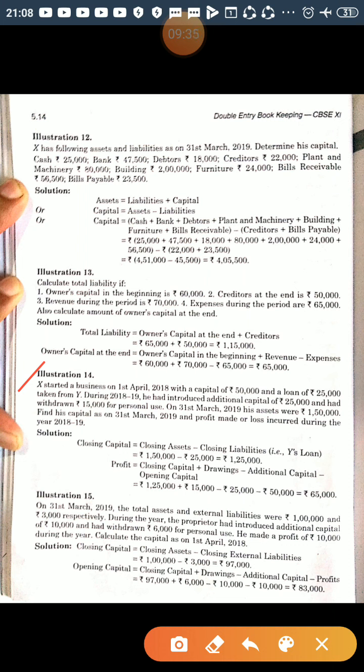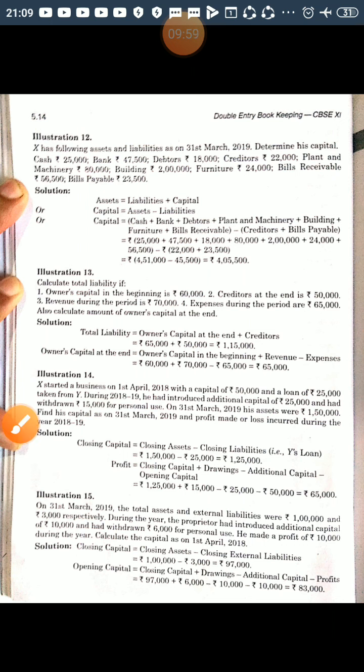So closing capital, formula is closing capital equals closing assets minus closing liability. So closing assets, they have given 1,50,000, and the liability at the beginning which is not yet paid is also at the end. So loan of 25,000 is a liability. So 1,50,000 minus 25,000, 1,25,000 is the closing capital.